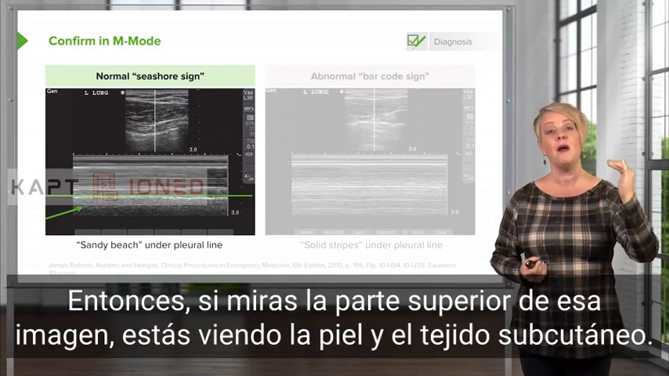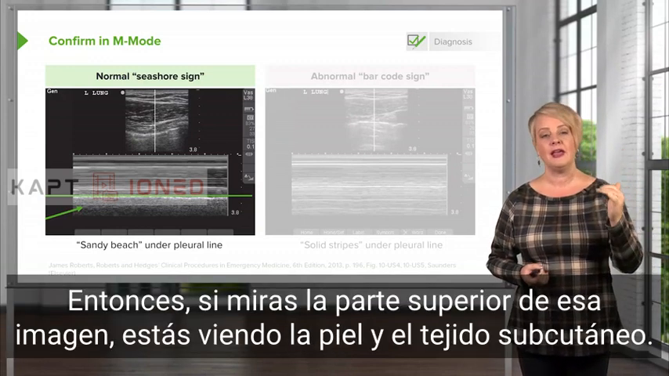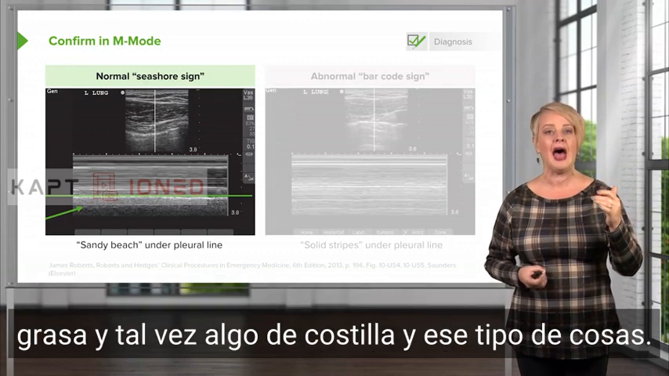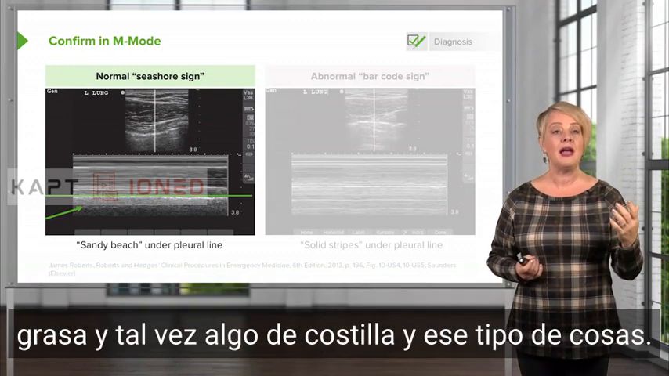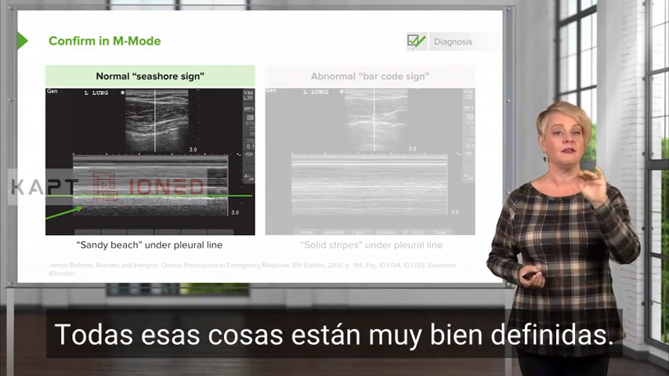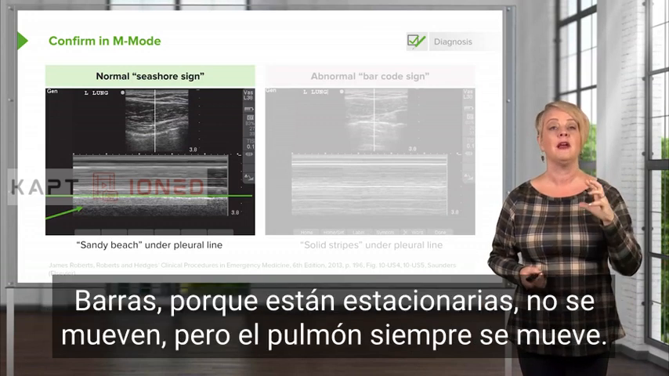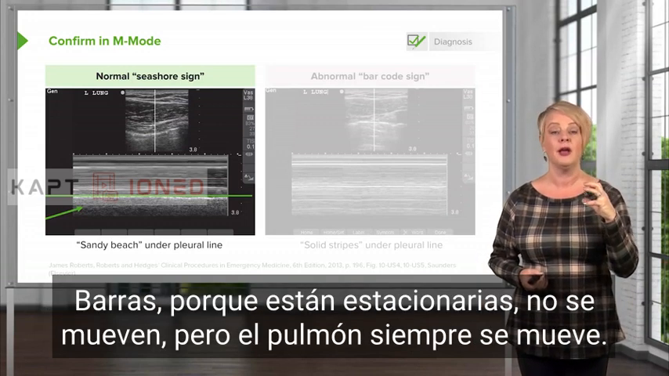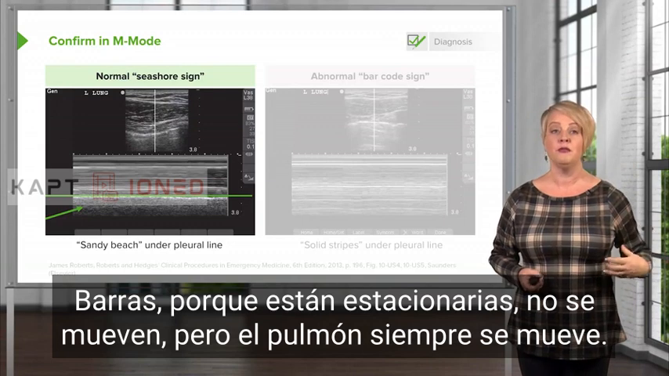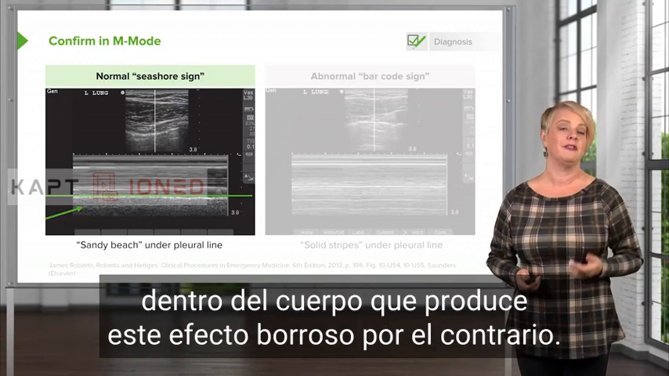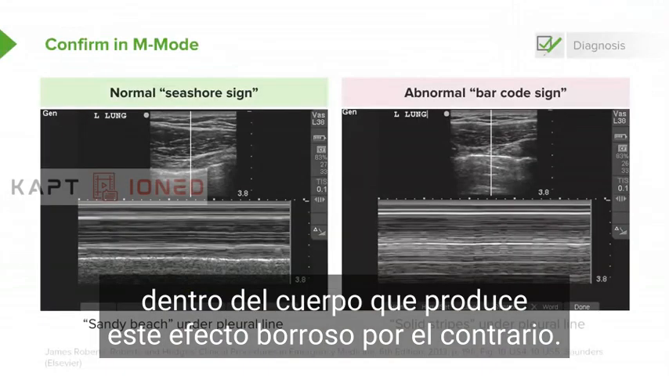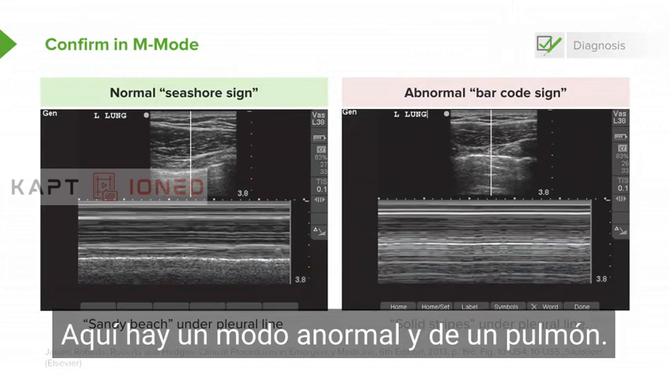So if you look at the top of that image, you're seeing the skin and the subcutaneous fat and maybe some rib and that sort of thing. All of those things are very well-defined bars because they're stationary, they're not moving. But the lung is always moving inside of the body, which produces this hazy effect.